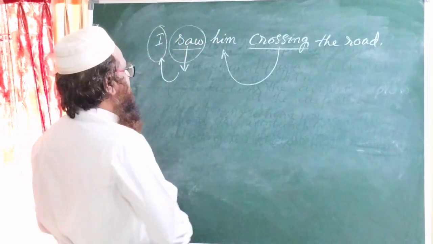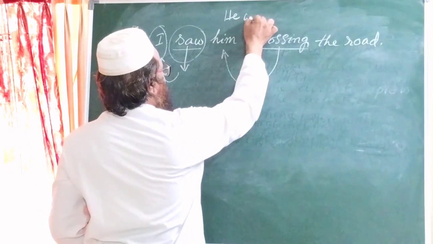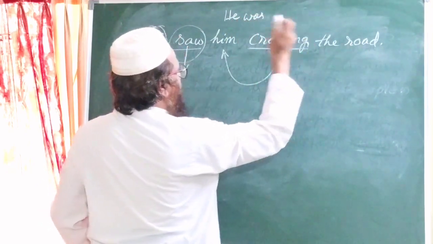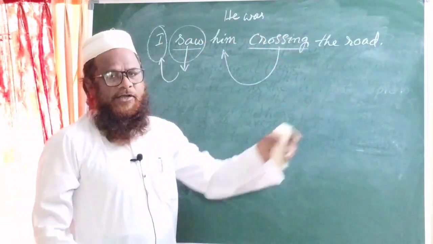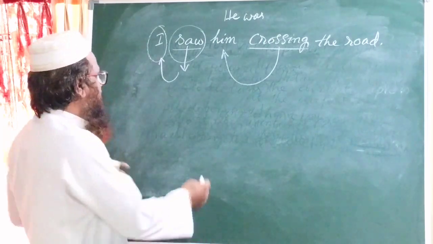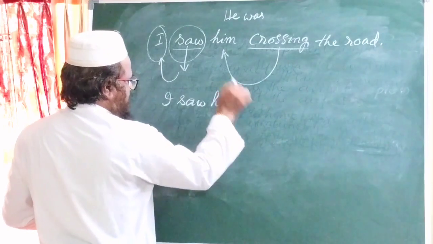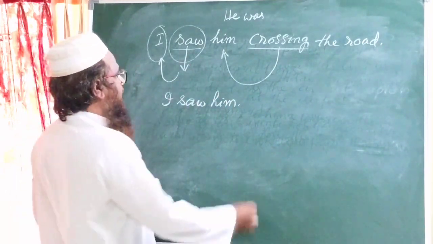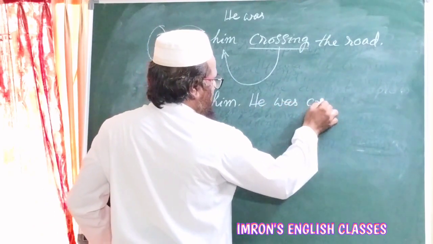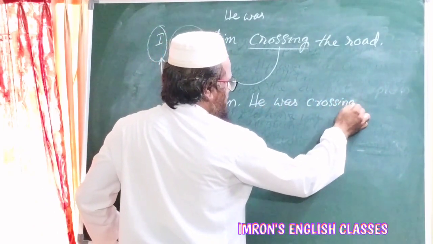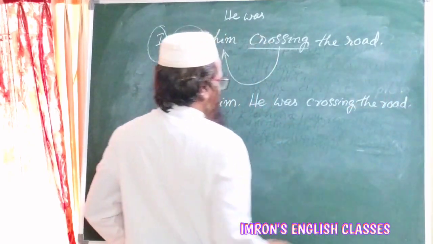And here, in other words, we can think of it as he. He was crossing the road. I saw him. He was crossing the road. If we split the sentence into two, we can write it as I saw him. This is one sentence, simple sentence. And what was he doing? He was crossing when I saw him. He was crossing the road when I saw him.